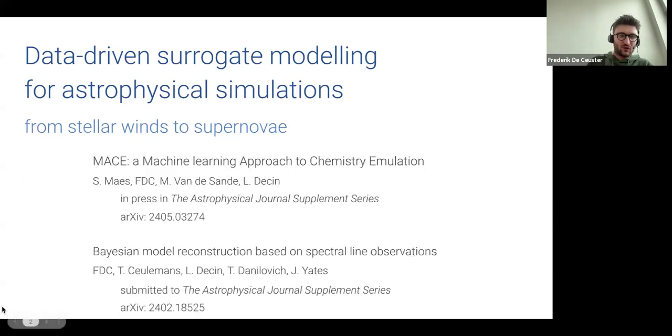The work I will present today is summarized in the following two papers. One is by Silke, about a machine learning approach to chemistry emulation, and the other is about Bayesian inverse modeling of spectral line observations. Both are already on arXiv, so if you want to look them up, you can find them there. They should also be published soon in the Astrophysical Journal. The first one is already reviewed and is in press. The second one is still under review.